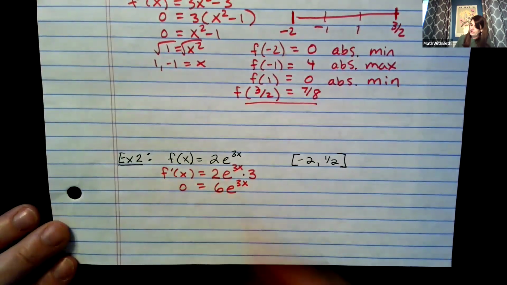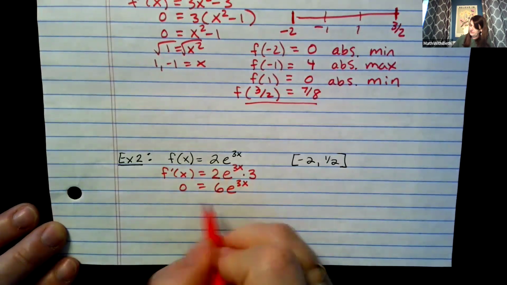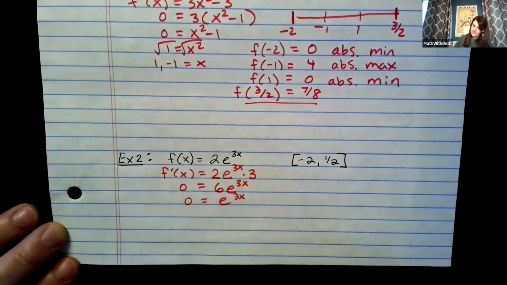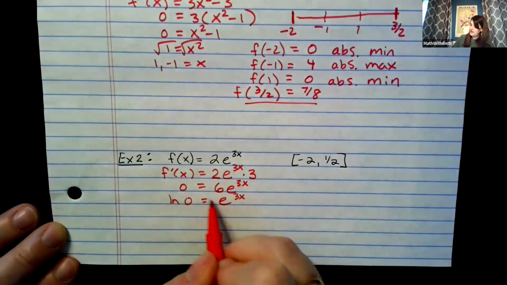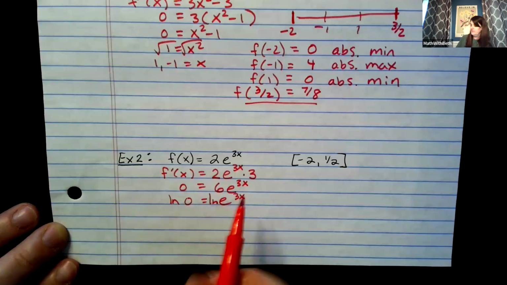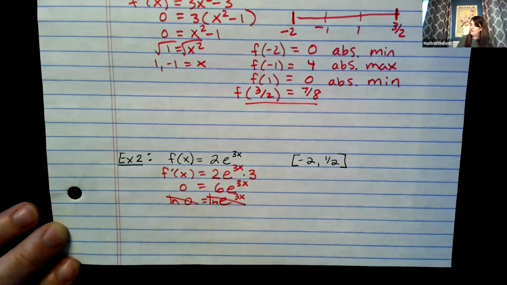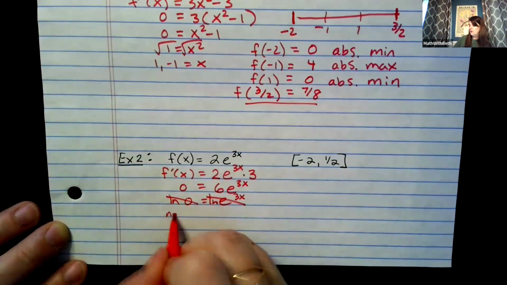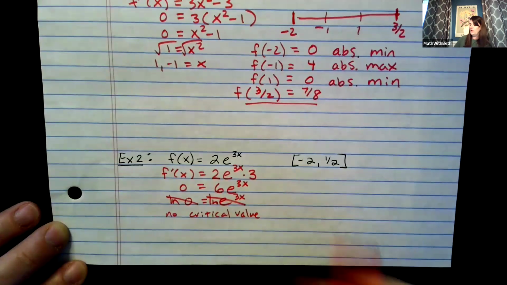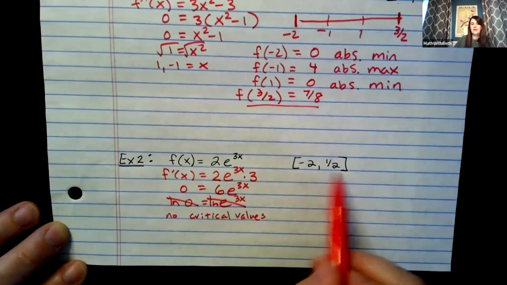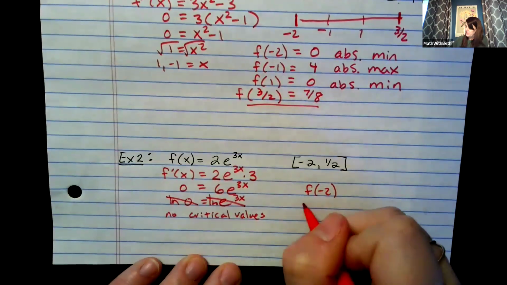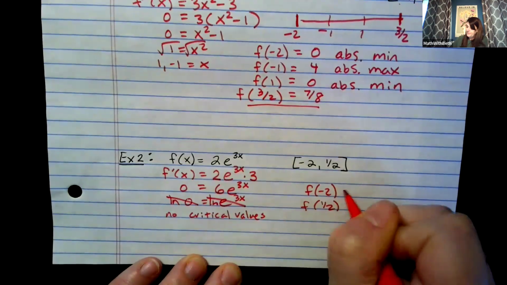So now if I want to find the critical values, I can set that equal to 0, divide by 6, and I still get 0. Take the ln of both sides, and you're going to have a problem because you cannot take the ln of 0. So when you get to here, you know that this means there are no critical values. So all that means is we have no numbers to add to the fact that I definitely already knew that I needed to check what was happening at -2 and 1/2.